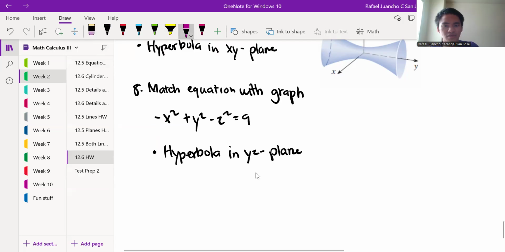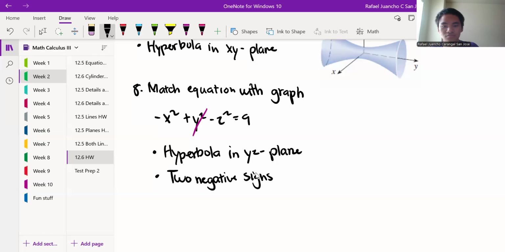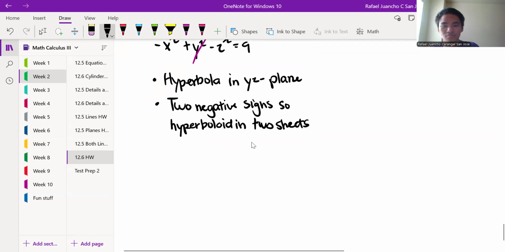Done. We take out y. It's two negatives. So actually, automatically, this is a hyperboloid in two sheets. Yeah. So this is immediately two negatives. So hyperboloid in two sheets. Yeah. And we can check the last one, which is again a hyperbola.